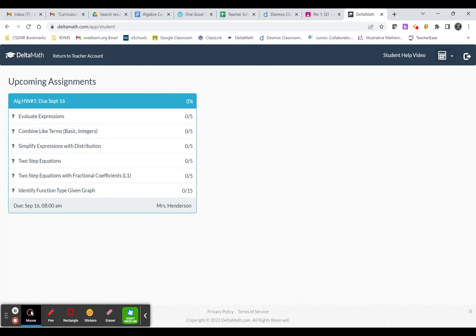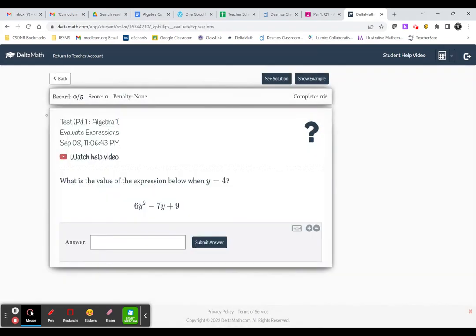For homework assignment number 1, you're going to complete these 6 activities. You need to get 5 questions right in order for you to complete it fully. When you are evaluating an expression, you're going to erase and replace the letter with the given number. So you're going to erase the variable and replace it with parentheses and 4.